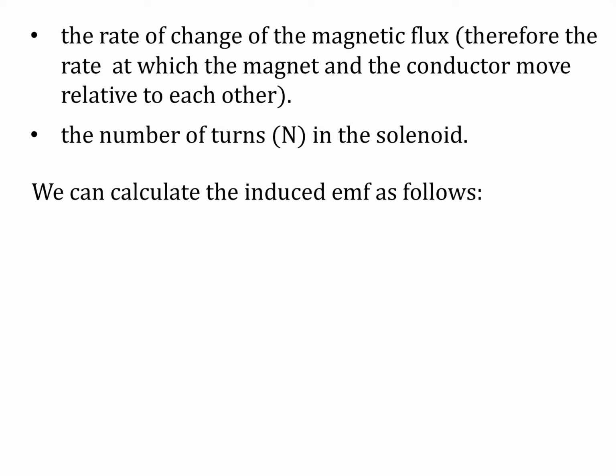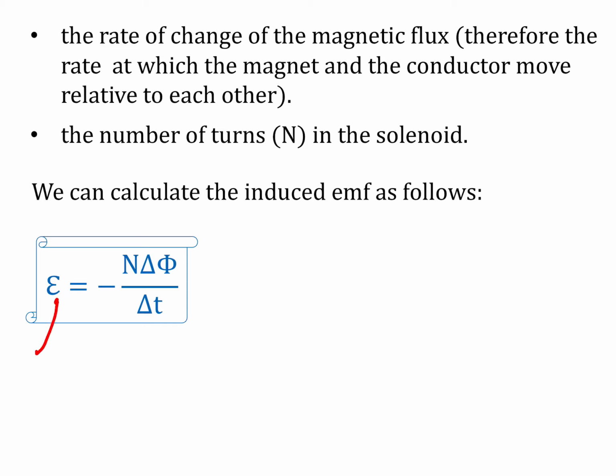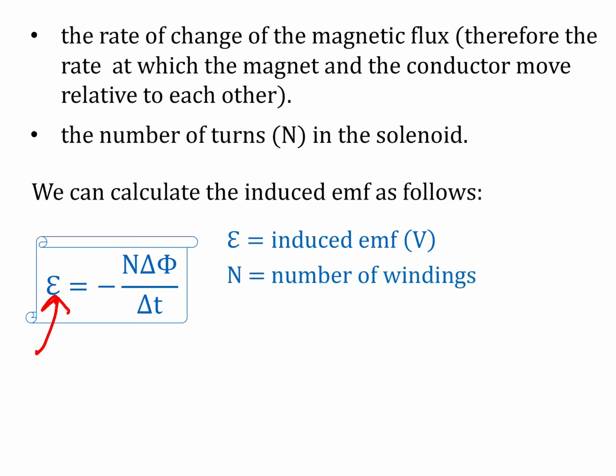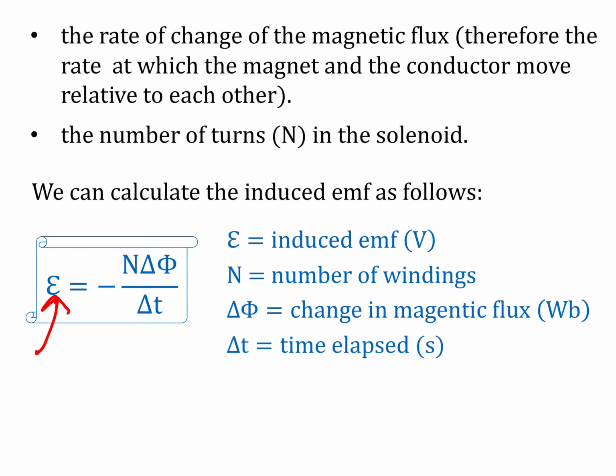How can we calculate this induced EMF? Well, this is the equation. That's an epsilon. It means induced EMF. N is the number of windings: 1, 3, 500. Delta phi, now this is new, is the change in magnetic flux. And delta t is the time that has elapsed.